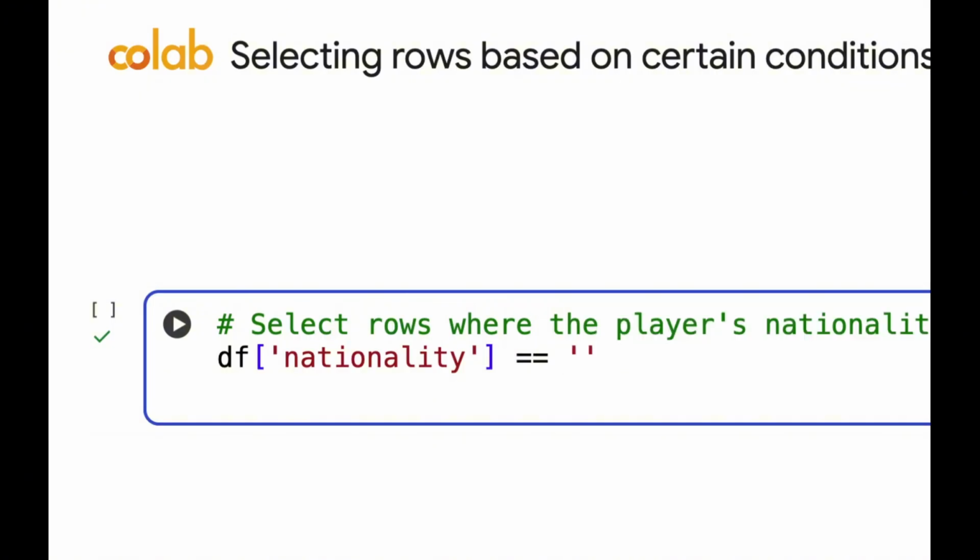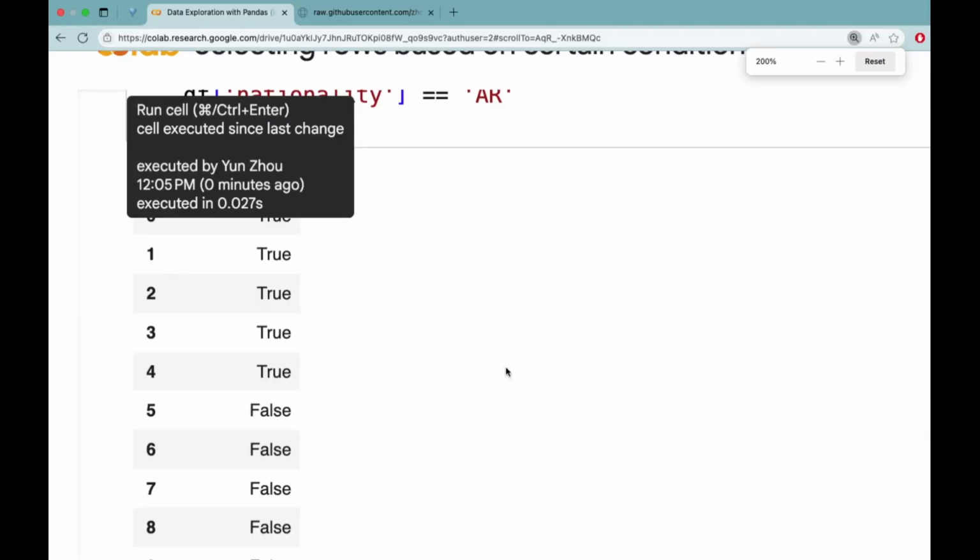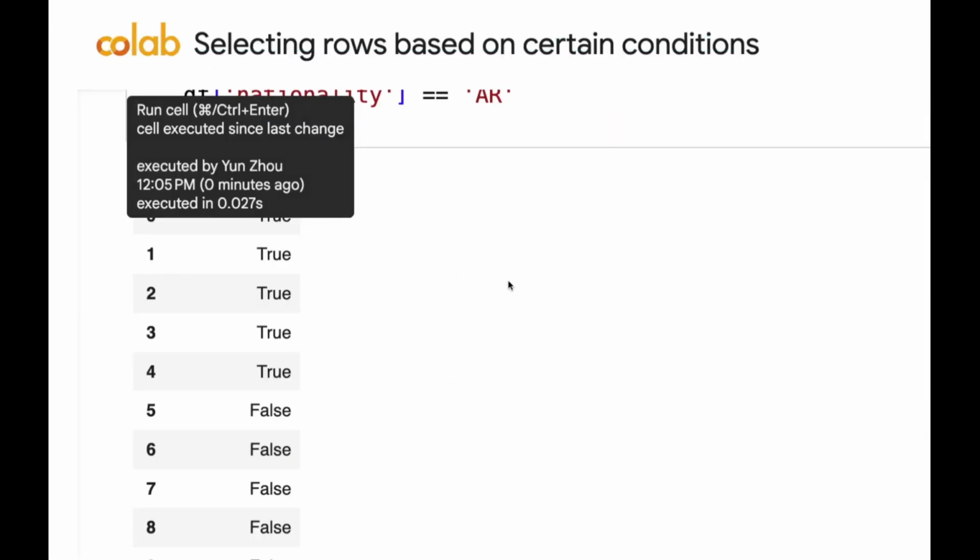So equal to AR. Okay. So what do you think it will return us? This nationality column equal to AR. The nationality column, of course, contains those 13 values of, I guess, six different nationalities, right? So let me run this command and we can view it together. And turns out I believe this is quite intuitive.